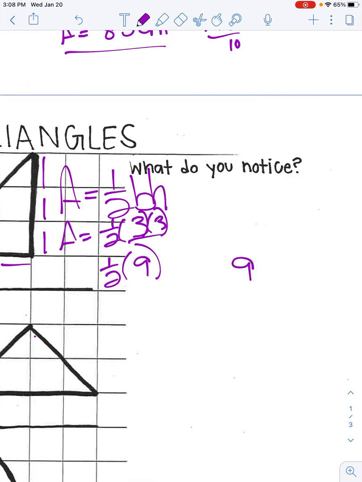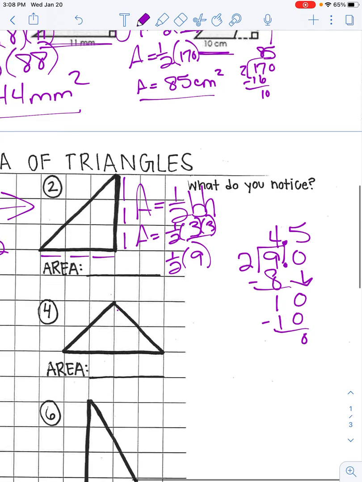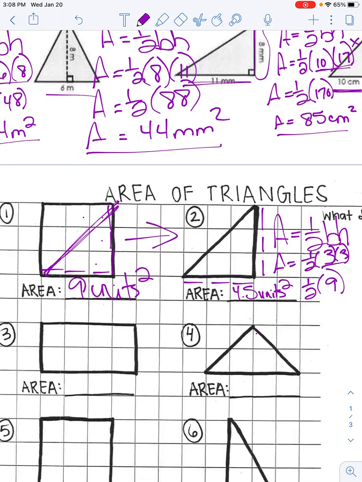Guys, you're gonna have a decimal, and that's okay. Half of 9 is 4, add your decimal and 0, 0.5. 4.5 is half of 9, right? That makes sense. So area is 4.5 units squared. So think about this. You have the full square over here on number 1. The full square is 9. When you make a triangle and cut it in half, the area is half the amount. Half of 9 is 4.5.